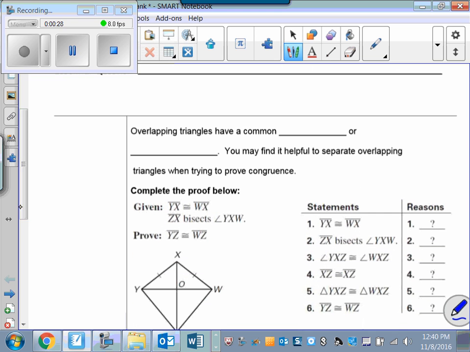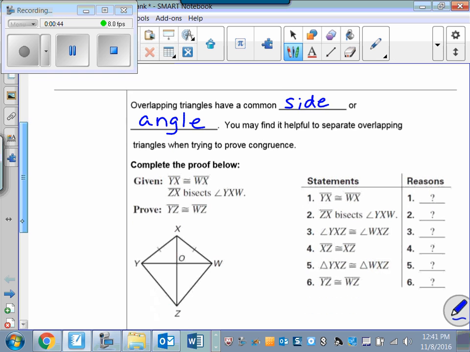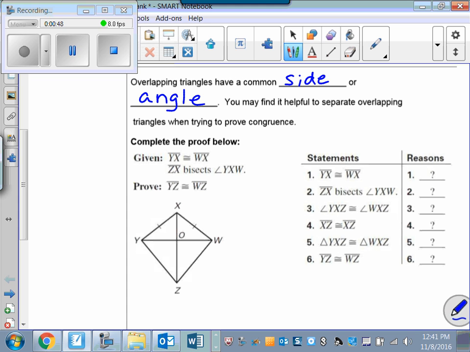All right, so we know, after having already done some of these, that overlapping triangles will have a common side or angle. They'll have something in common. And sometimes it may help you to actually pull apart those triangles in doing your proof. For instance, if I look here at this one, if I was trying to prove that triangle YXZ is congruent to WXZ, I might need to pull those two apart. There's X, Y, Z, and there's X, W, Z. So it might help you to draw those separately, or maybe highlight the different triangles or shade each one in. I don't know. Just figure out what you've got to do and do it the way that suits you best.